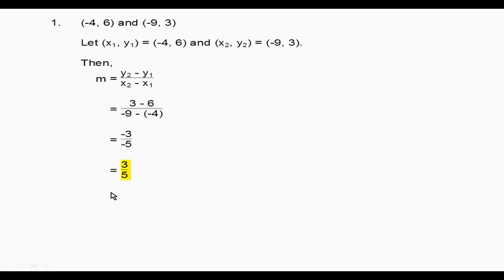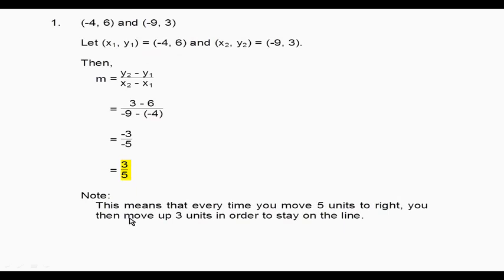Remember what this means. The numerator is your vertical, up or down. Your denominator is your horizontal, left to right. We're going to always go to the right. That's how we read. We go from left to right. So this means that every time you move 5 units to the right, the denominator, you're going to go up 3 units to stay on the line. So right 5, up 3, right 5, up 3. If the slope were negative, we would still go right 5, but instead of going up, we would go down. Again, we're always going to go to the right, so a negative slope would mean go down, a positive slope would mean go up.